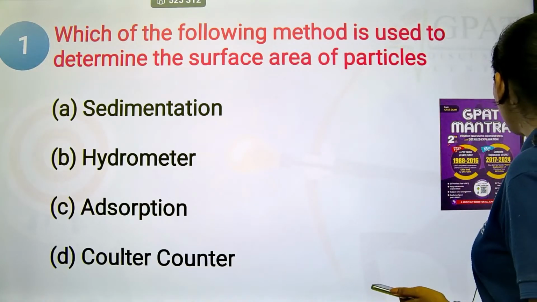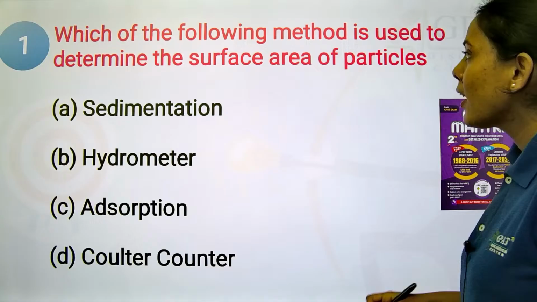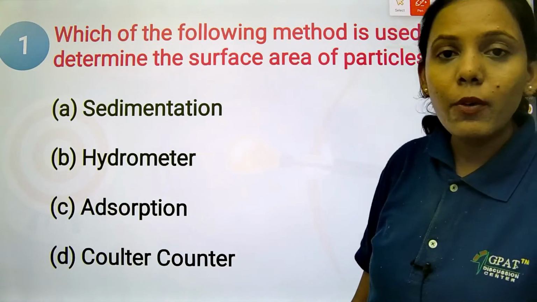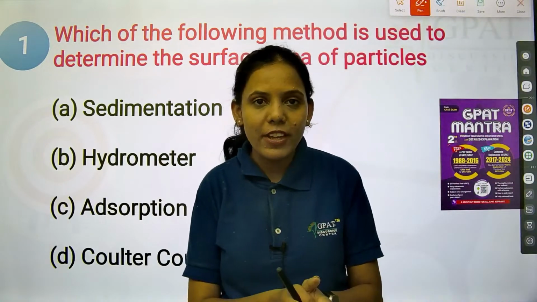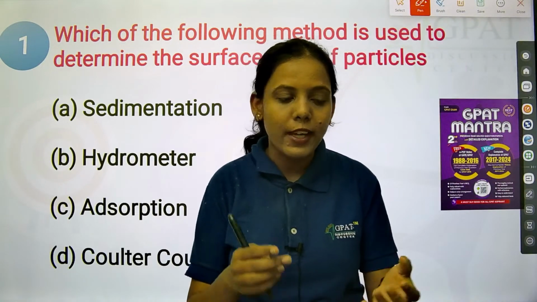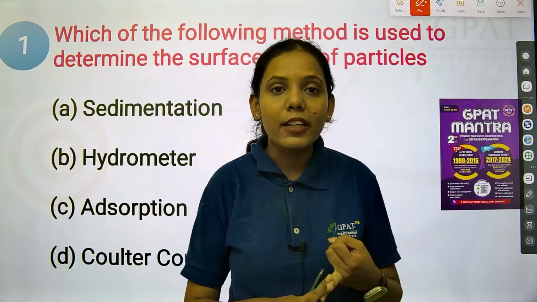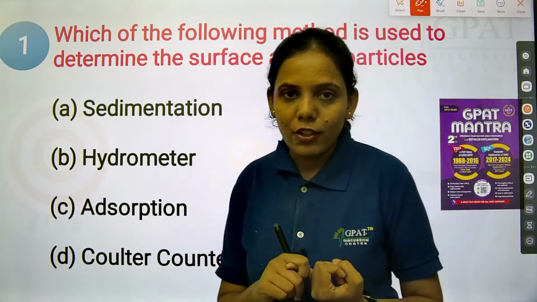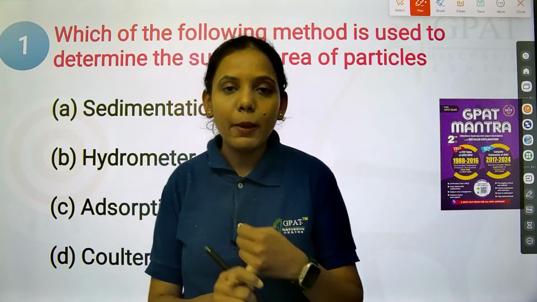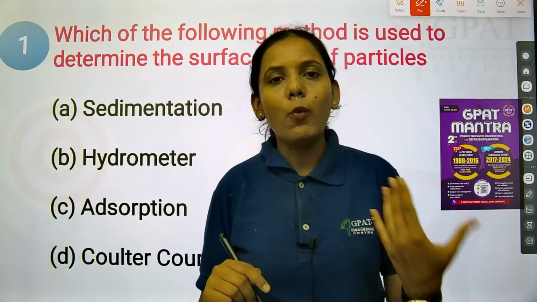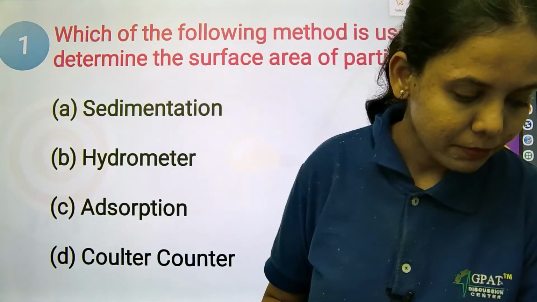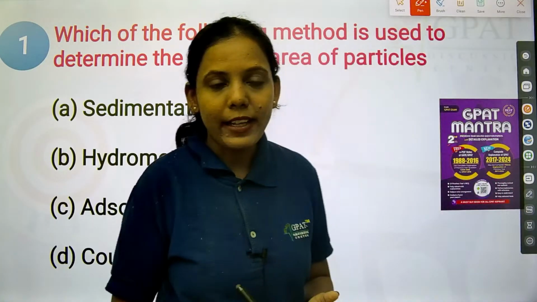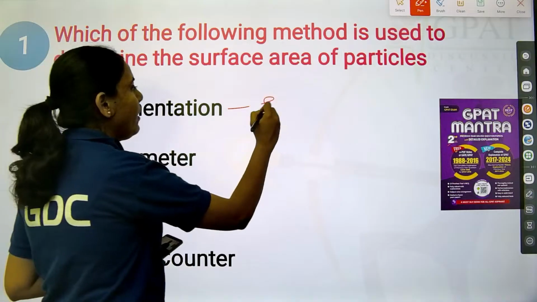The very first question is, which of the following methods is used to determine the surface area? Whenever they talk about the surface area, you have to read the question carefully. Is it surface area, particle size, particle volume, or so on? Option A is sedimentation. Now, first of all, you know that sedimentation is a method. What is the formula? Can anybody tell me? For sedimentation, the formula that we are using is Stokes law, right?